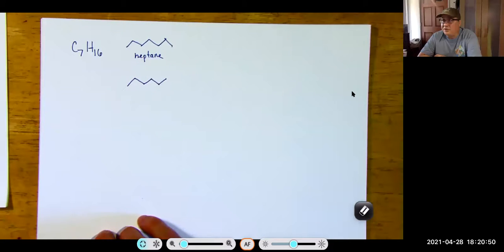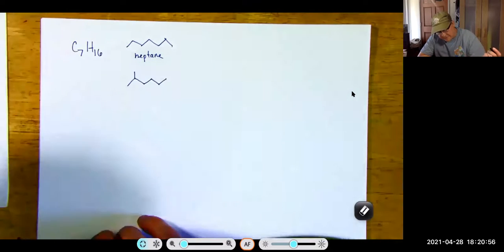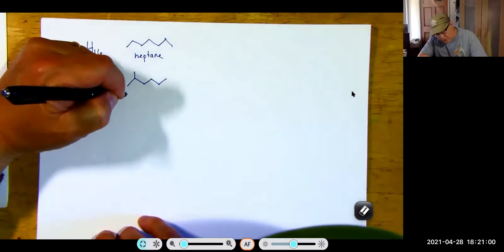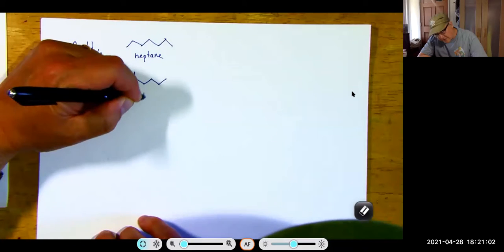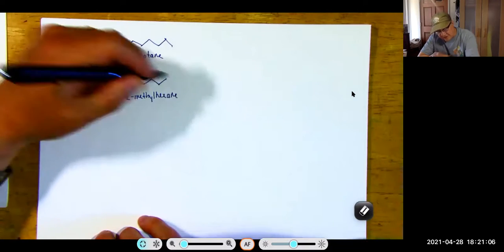Where are you going to put that first carbon, that single carbon? On this one here? Nope. You'll put it there. And we're going to call that 2-methylhexane because the parent is 6 carbons.